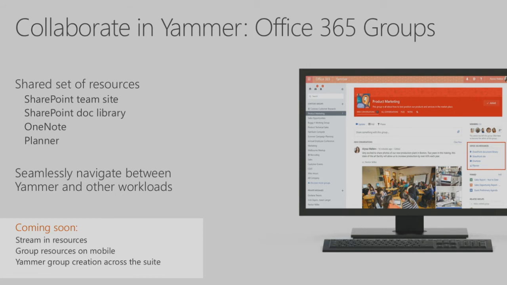Additionally, we are going to make mobile great with these resources too. So today you can only access them from the web. Coming soon, the mobile clients are going to have access to these shared group resources, which will link into the apps from the other products around the suite. And one of the last ones that I'm really excited about today, to get a connected group in Yammer, you have to create the group in Yammer. And soon, we're going to be working to allow you to create Yammer groups from anywhere around the suite. So through PowerShell, the Admin Center, SharePoint, and any other location where you can create groups.